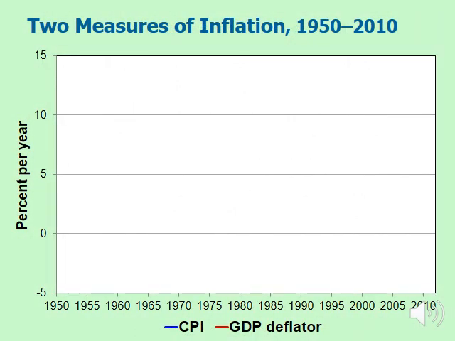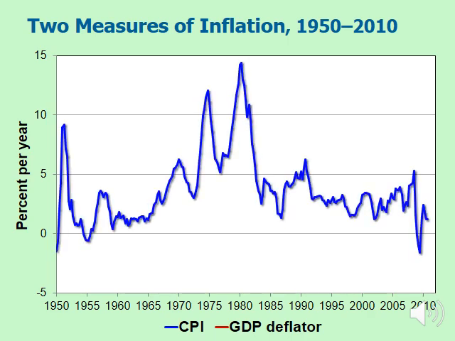Here's our two measures of inflation that we've been looking at. We have the CPI, as indicated by the blue line, and the GDP deflator, indicated by the red line. You'll notice that these two measures of inflation tend to move together. In fact, fairly closely together. But there are some divergences. Let's look at some of the important differences between the CPI and the GDP deflator.